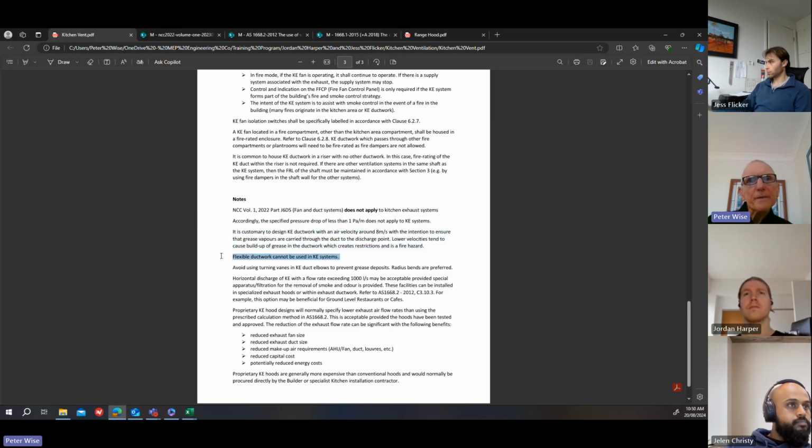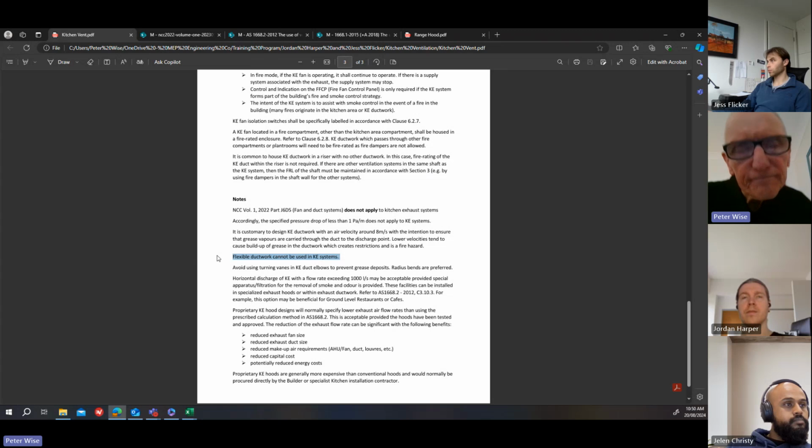Flexible ductwork can't be used in kitchen exhaust systems. That example I gave you earlier, where the kitchen exhaust was discharging into the room next door or into the ceiling, had flexible ductwork on the kitchen exhaust. You can't do that. It's got to be, as I said, 1.2 millimetre galvanised steel, solid duct, and cleanable. You can't clean flexible duct, and it's not robust. So just don't even think of it.